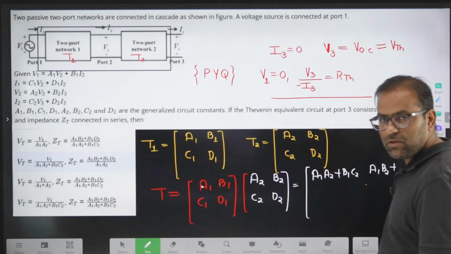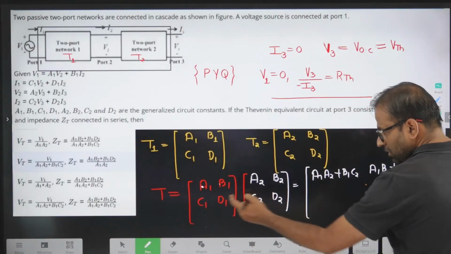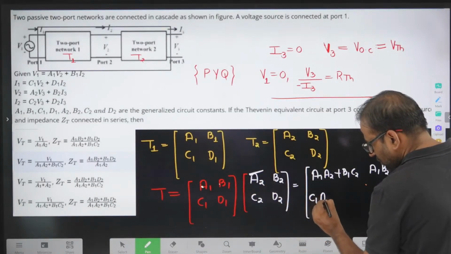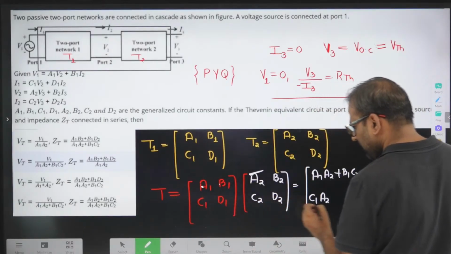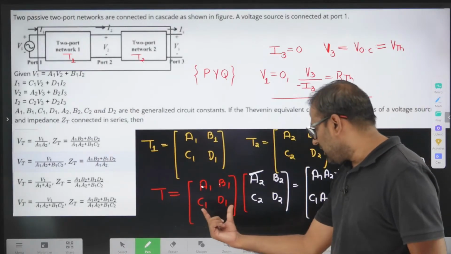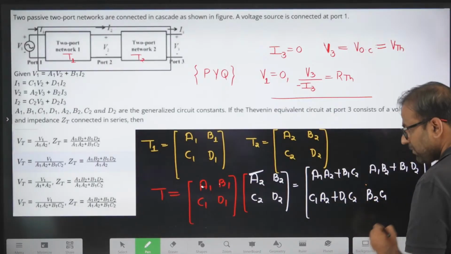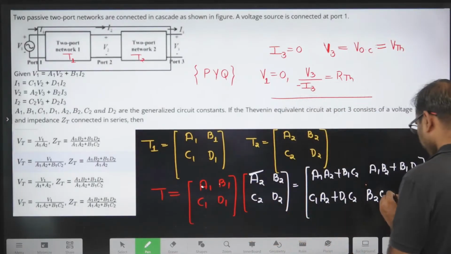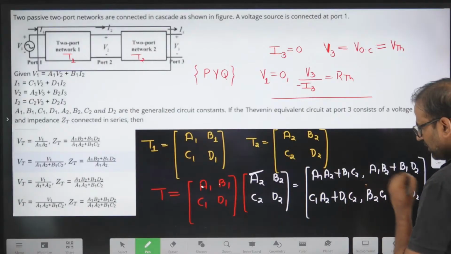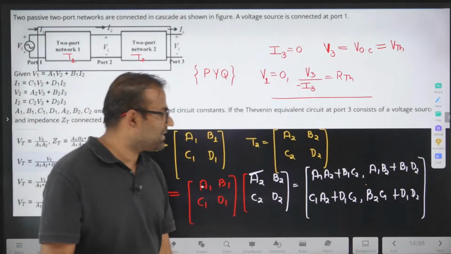Here this is row 2 column 1, which is C1 A2 plus D1 C2. And here I can write C1 B2 plus D1 D2. We can write the equivalent ABCD parameter. This is the equivalent ABCD parameter.